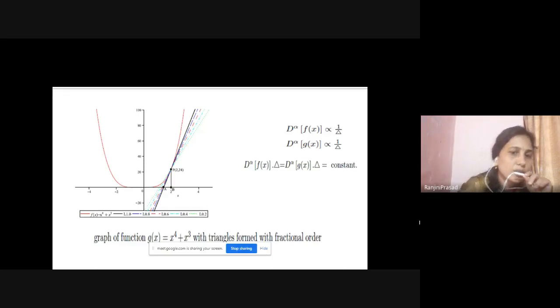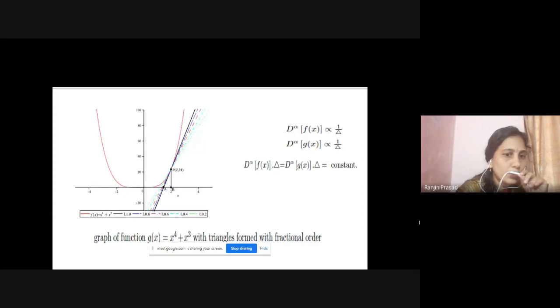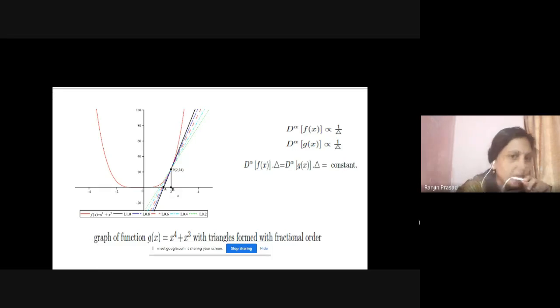So the graph of x⁴ + x³ is the red curve. Then for alpha equal to different values, we have these tangent lines. That is for alpha 1.0, 0.1, 0.2, 0.3, 0.9, etc. So here also you get a triangle according to that. Different values of alpha, different fractional derivative values, give different triangles.